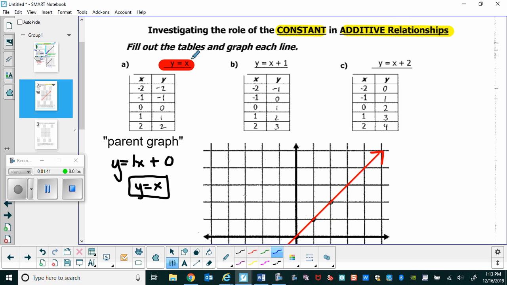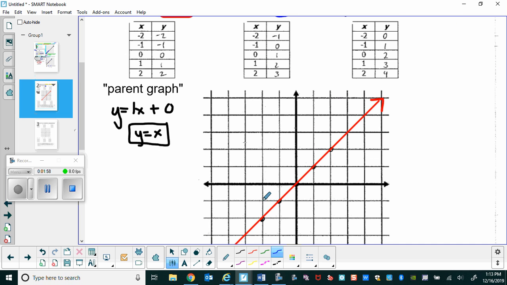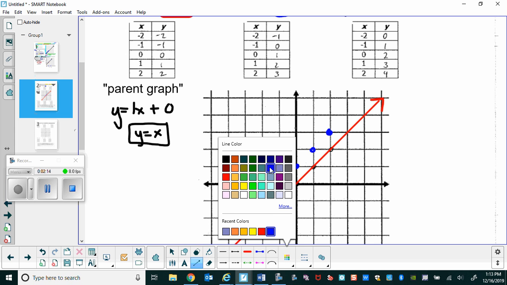Now for part B, you'll notice that the constant is changing to a +1. So your goal is to see if you can figure out what this +1 is going to do to my red line. Now I already filled out the table of values here. I'm just adding 1 to all of these, and now when I plot, I've got back 2, down 1, back 1, 0, 0, 1. We're going to go over 1, up 2, and the last one over 2, up 3. I'm going to change the color of this to be blue so that it all lines up.